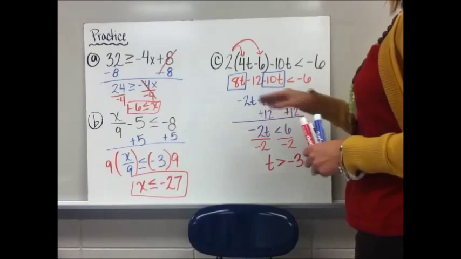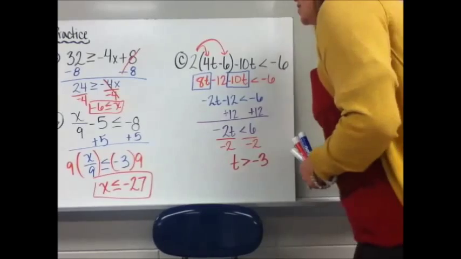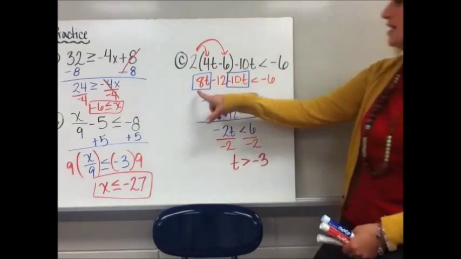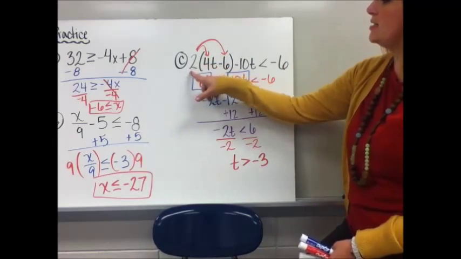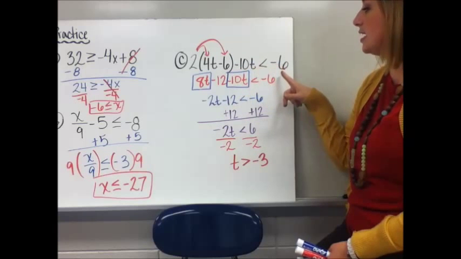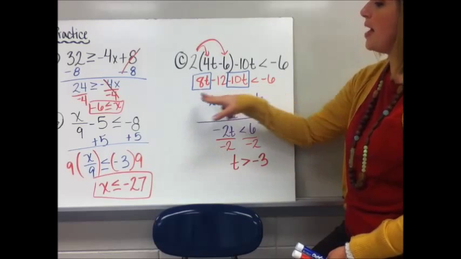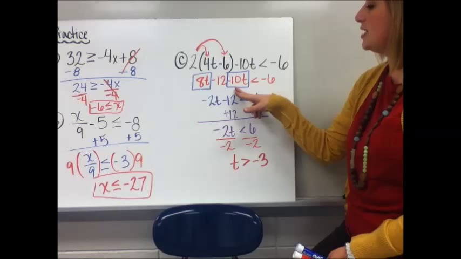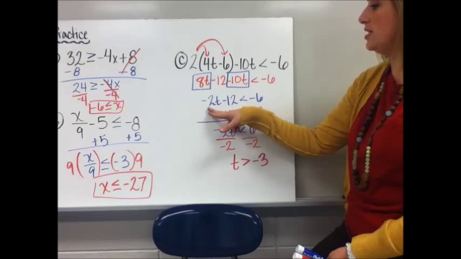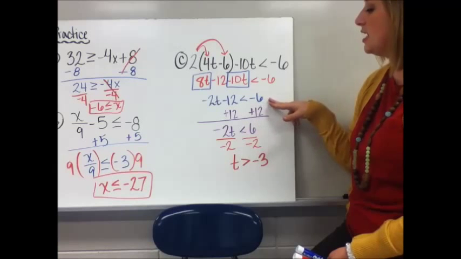And practice C. You have to distribute that 2 to each term inside the parentheses. So 2 times 4t is 8t. Minus 2 times 6 is 12. Bring down minus 10t is less than -6. I've boxed my like terms. I can combine those. 8t and -10t become -2t. -12 comes down, less than -6.